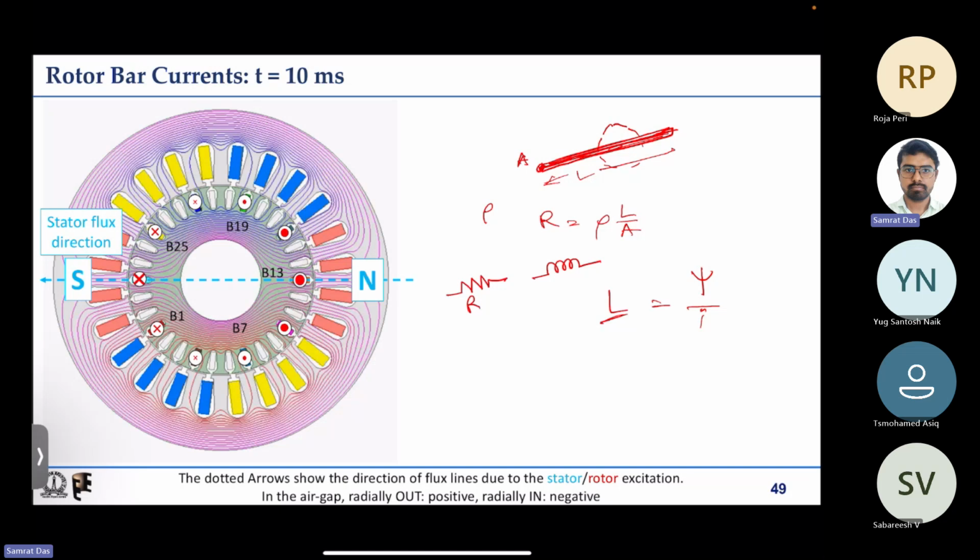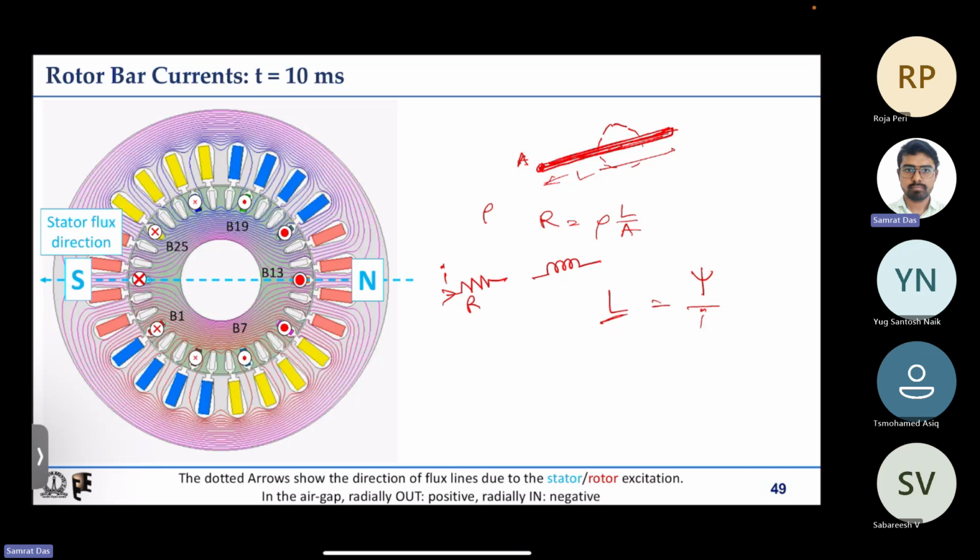If some current flows, then there will be some copper loss, and that loss is measured by the voltage across the resistance into the current. So there will be some voltage across the resistance, which is responsible for the power loss for some current flow. Similarly, if there is some current flow through the bar, say I, this current I square into R is responsible for the power loss.